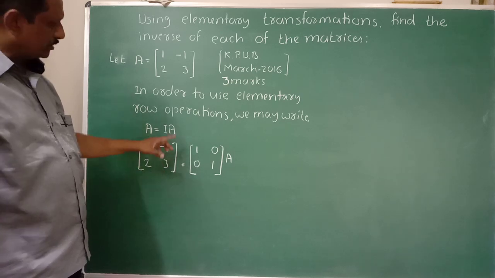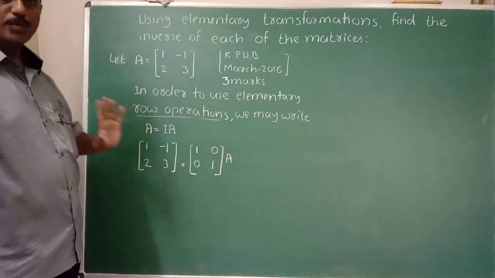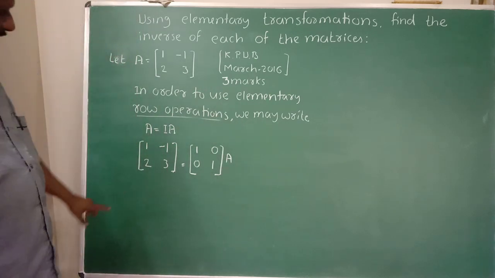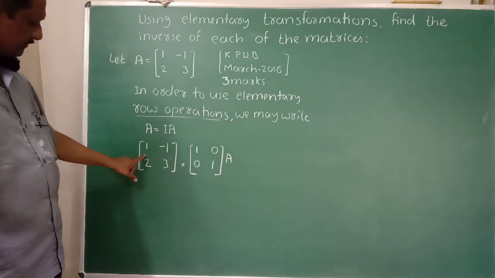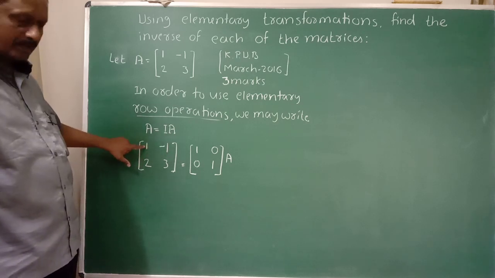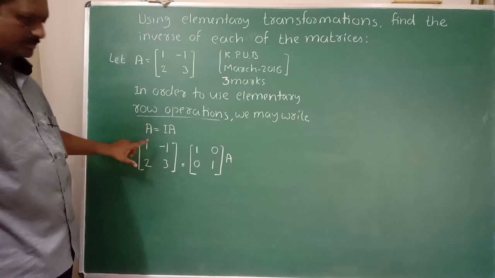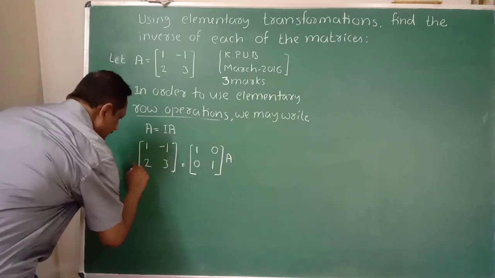Here we use only row operations. That is important: only use row operations. Here we want a 0. Therefore multiply the first row by 2 and subtract. Then this becomes a 0. Therefore R2, the second row.